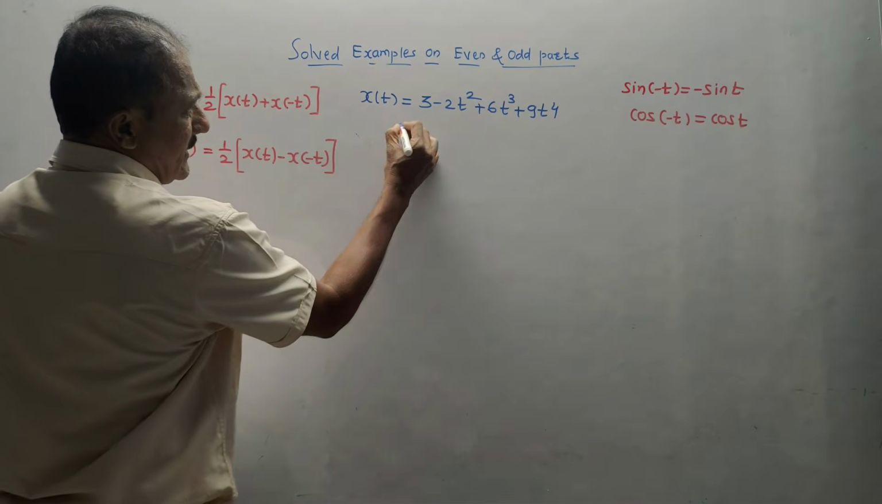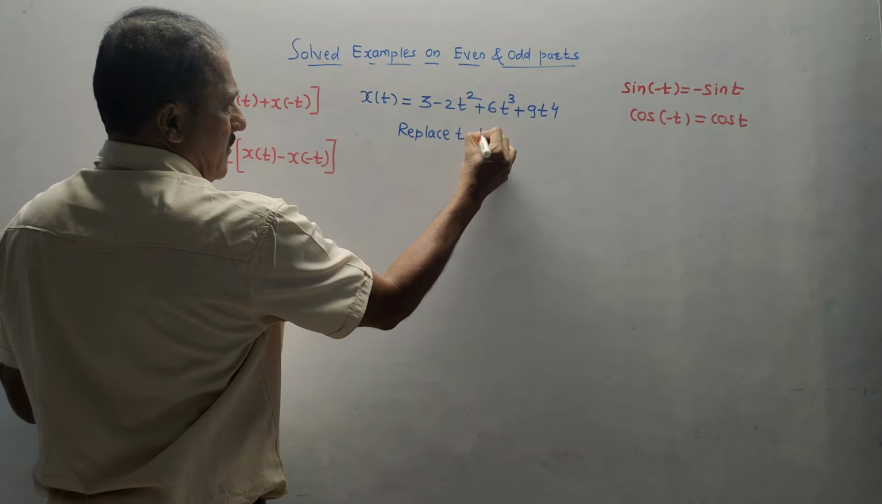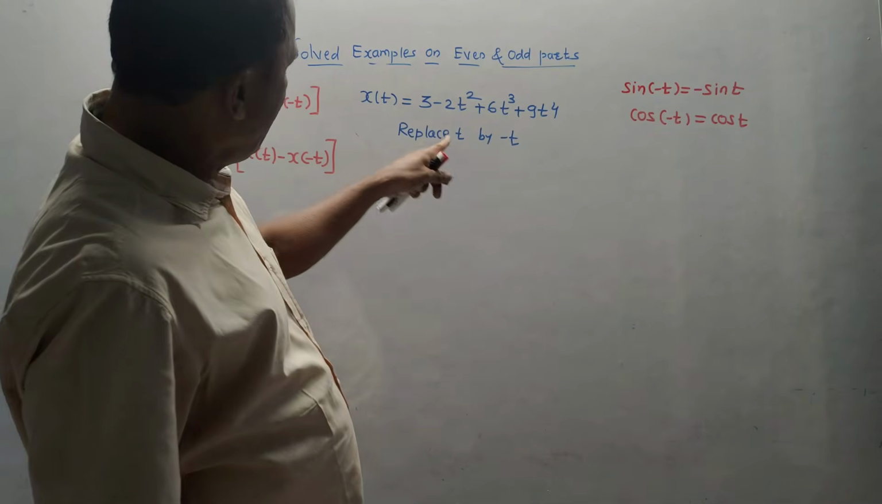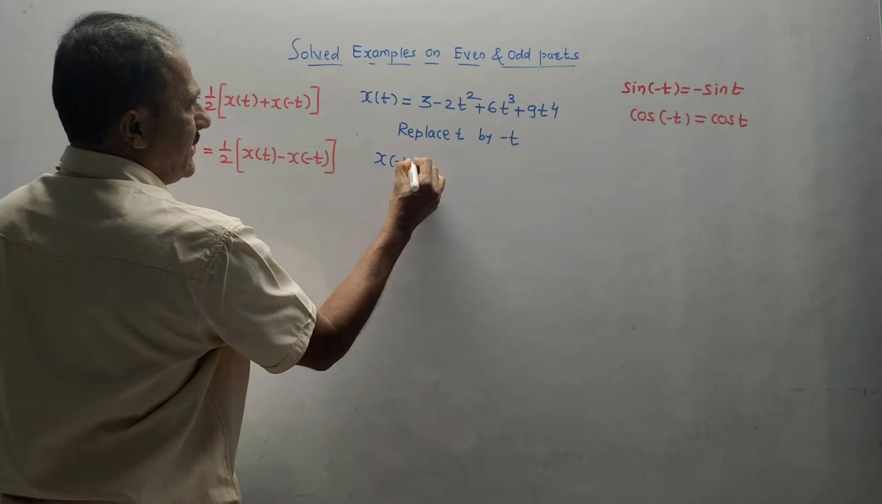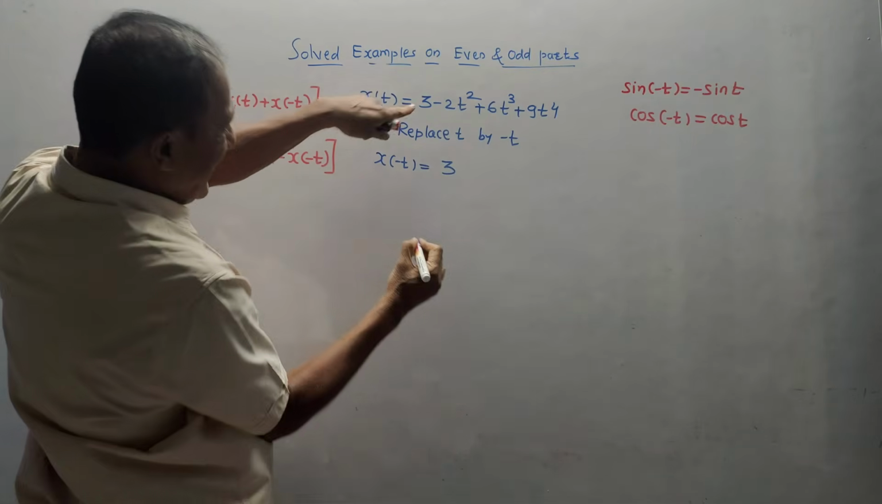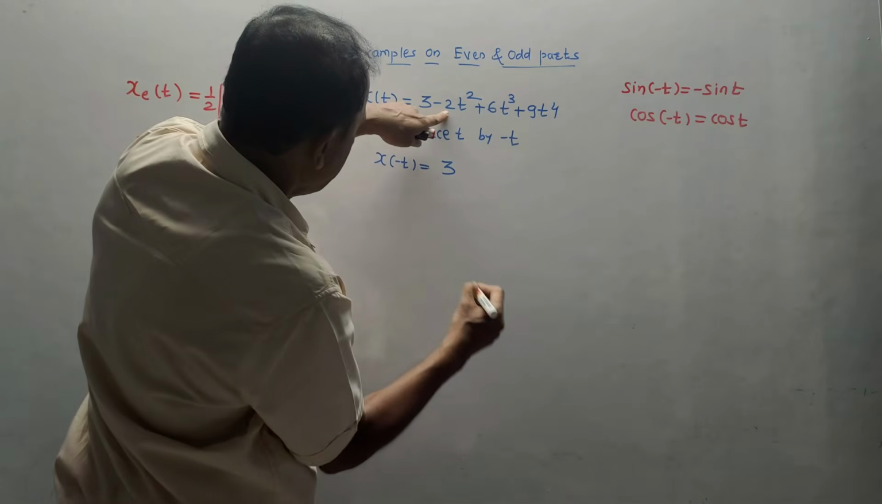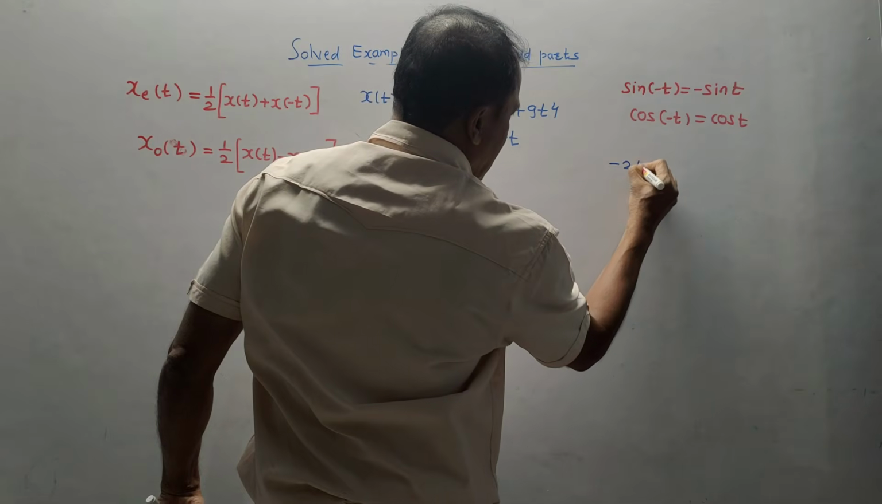First step, replace t by minus t. As I mentioned, in every numerical, the first step will be to replace t by minus t. So you'll get a new equation, x of minus t is equal to this term 3, which remains as it is because there is no t term related to this. Second, this is minus 2t square. I will write it over here, minus 2t square.